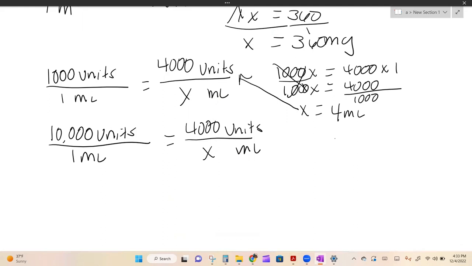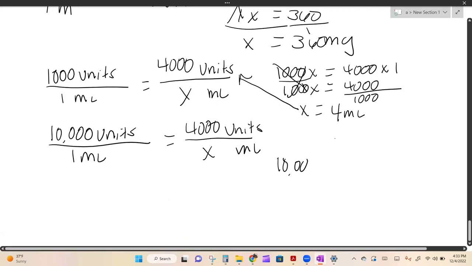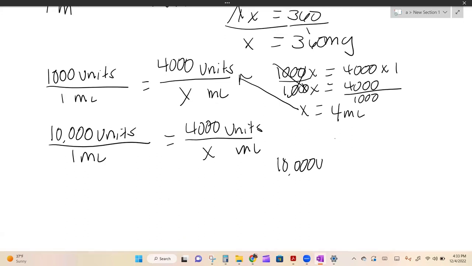Now for this one down here, we have 10,000 units. Oops, I did not mean to write like that.